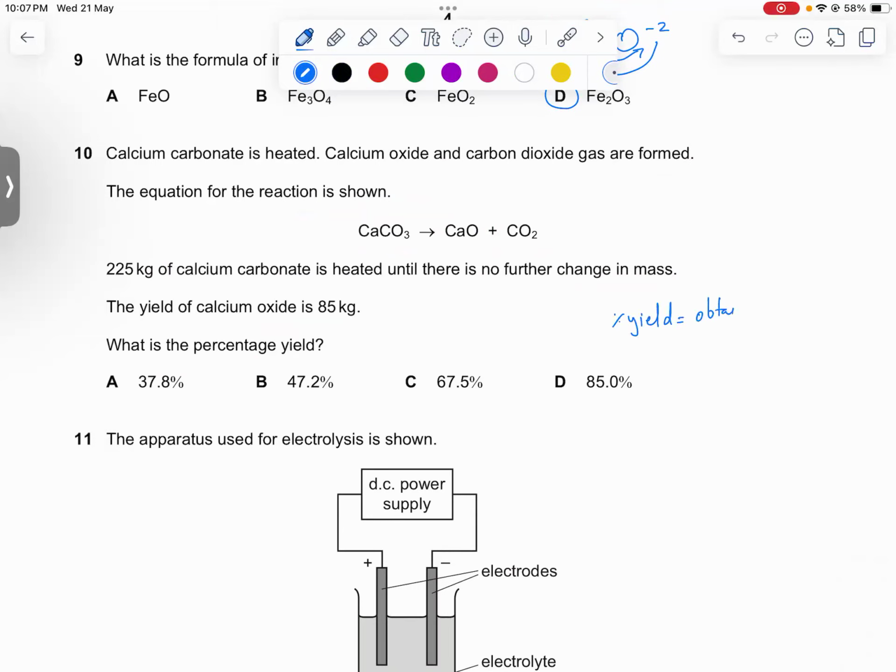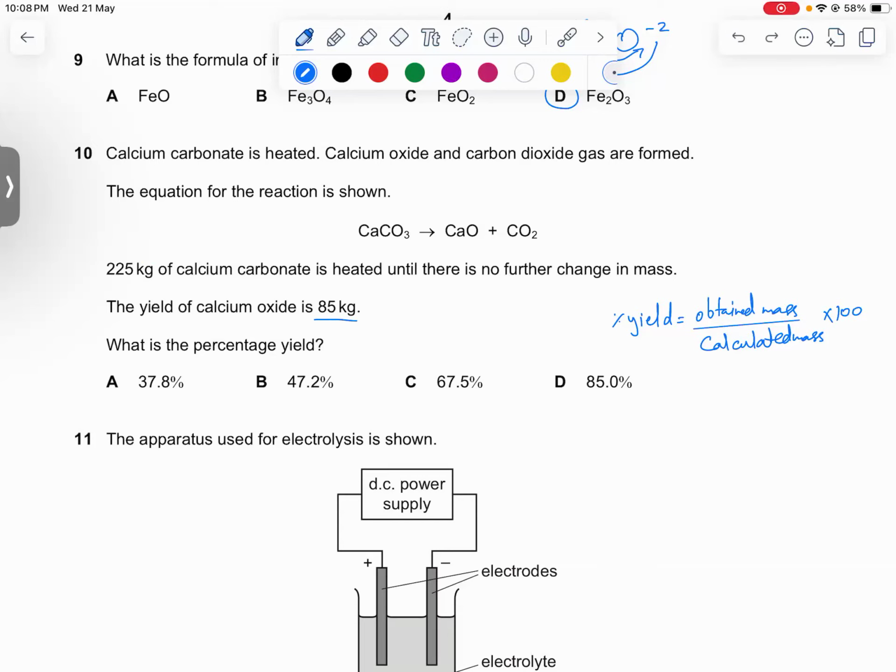obtained mass upon calculated mass multiplied by 100. All right. Now they are saying the yield of calcium oxide was 85 kilograms. All right. The thing is, over here, you do not have to worry about the unit. You can call it grams. We know the obtained is 85. Okay. We just need to find out how much actually was supposed to be produced.